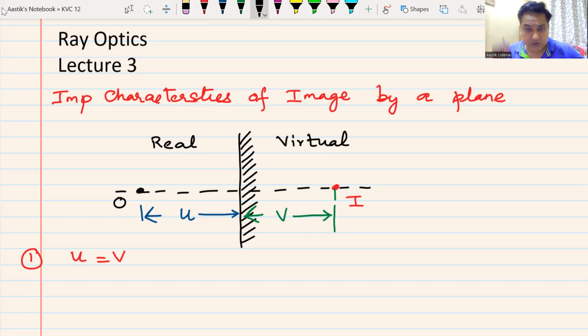I've written it in short, u is equal to v. You can write it in a bigger language: the distance of the object from the mirror on this side will be equal to the distance of the image from the mirror on the other side. I hope everything is clear. Yes or no? We all know this, yes?